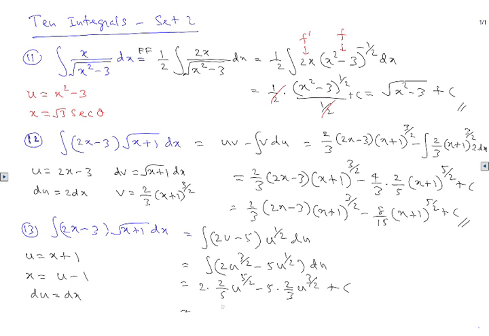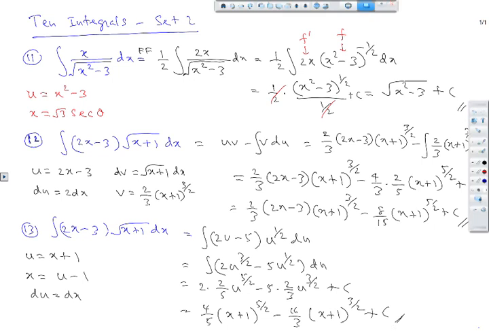Now what do you do? You substitute for u, where u equals x plus 1. So it is 4/5 (x+1)^(5/2) minus 10/3 (x+1)^(3/2) plus c. So you can see that they look slightly different, but once you simplify, you can show that they are the same, after simplification, with some constants. Okay, let's do the next problem.